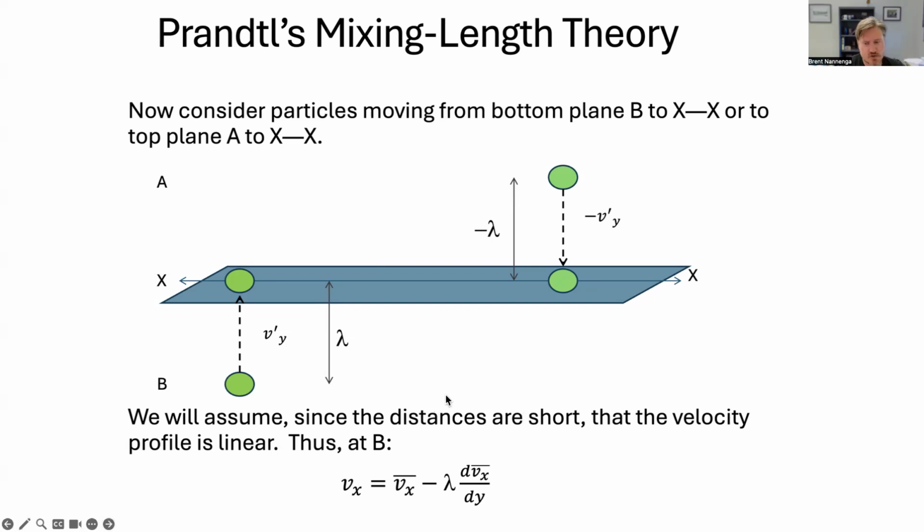Since these distances are short, we're going to assume that the velocities here follow a linear flow profile, because we're going to talk about small mixing lengths here. So the mixing length is going to be this lambda right here. It's the distance that you're going from here up to here, moving in this fluctuation right here. So if you mix all this, the velocity is going to be equal to your average velocity in the x, minus the rate, which again is the velocity gradient here, times the distance that it has to travel. So this is how we're going to define this parameter now.